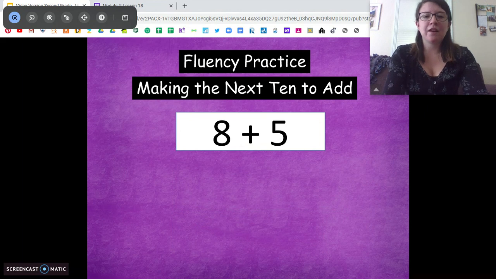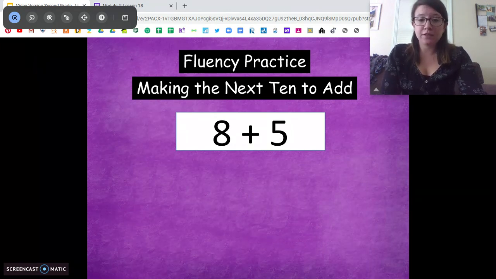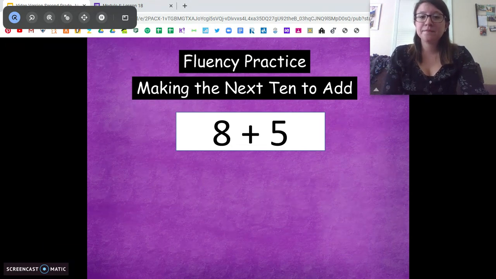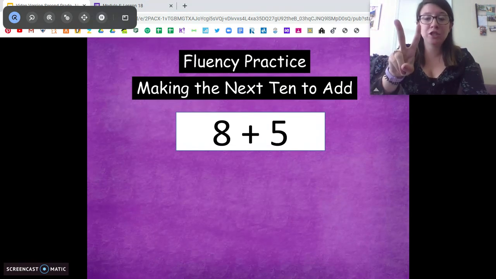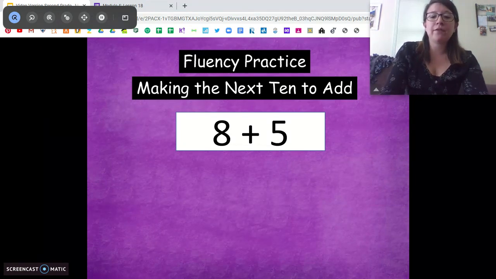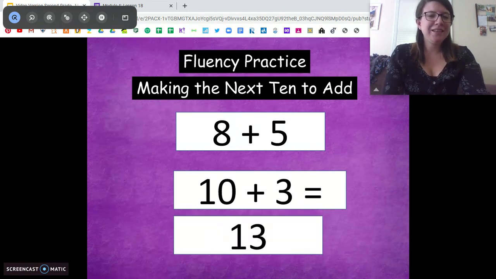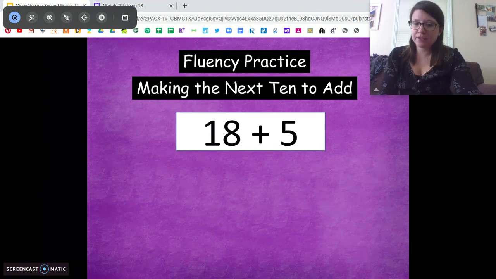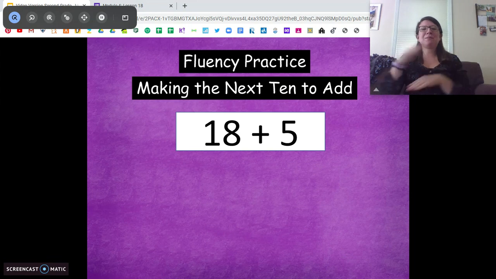Good job. All right, 8 plus 5, same idea. Go ahead and pause, write me the new number sentence, and tell me the answer. Good, so we got to get 8 to 10. So we have to add 2, which means we need to take 2 away from 5. So we get 10 plus 3, which equals 13. Good job. All right, try this one. 18 plus 5. Again, you can use what you know to solve for what you don't. Pause, write me the new number sentence and the answer.